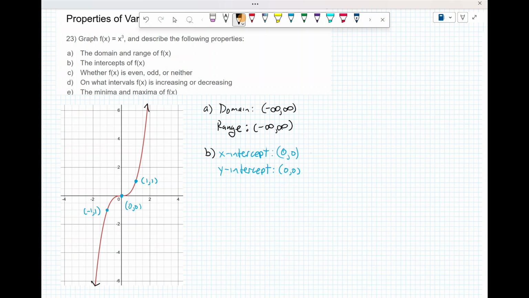Is it odd or even or neither? It appears that this has symmetry around the origin. If I rotated this graph 180 degrees, it would line up with itself perfectly. So this is an odd function.